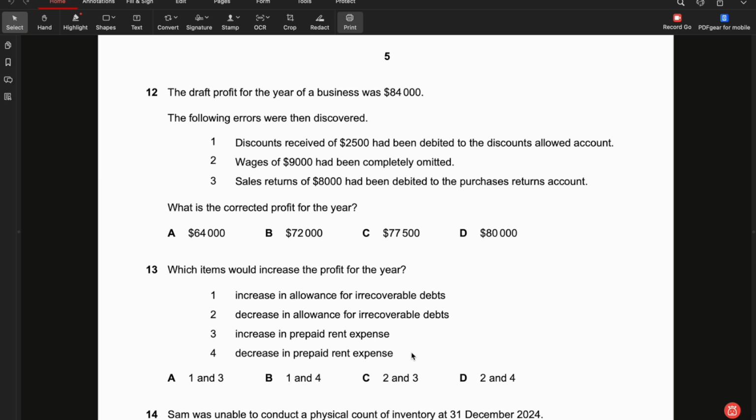Question 12. A draft profit for the year of a business is 84,000. The following errors were then discovered. 1. Discount received of 2,500 had been debited to discount allowed account. Then wages of 9,000 had been completely omitted, and the sales return of 8,000 had been debited to the purchase return account. Okay, so there are 3 errors. Let's understand one by one.